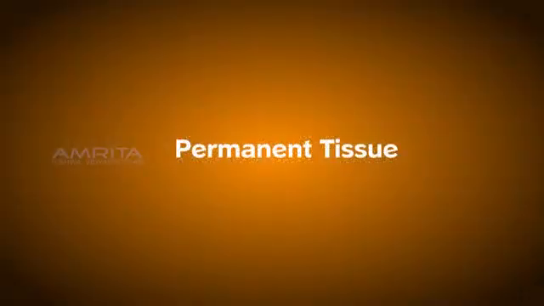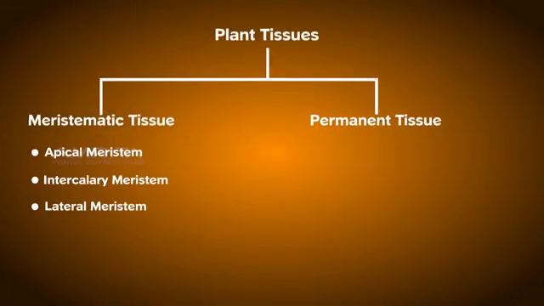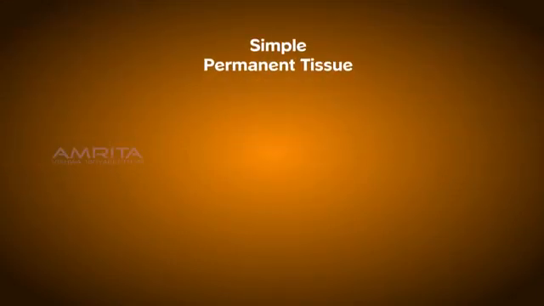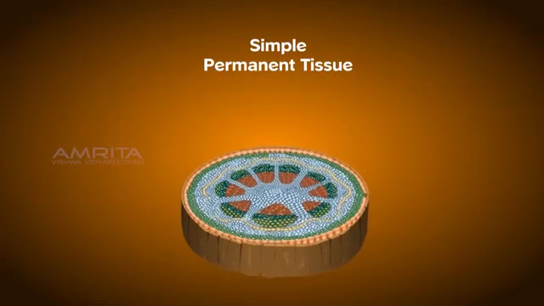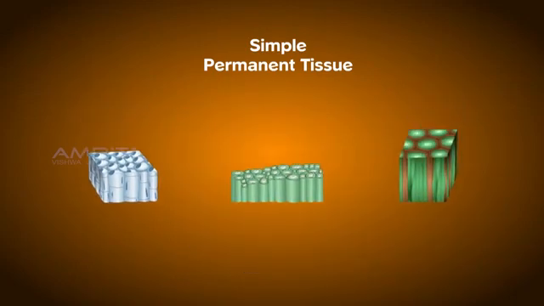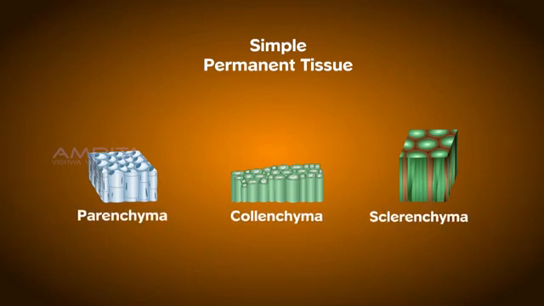Based on the similarity of the cells, permanent tissues are classified into simple permanent and complex permanent tissues. Simple permanent tissue is called simple tissue because it is composed of similar types of cells that have a common origin and function. Based on the function, they are further classified into parenchyma, collenchyma, and sclerenchyma.